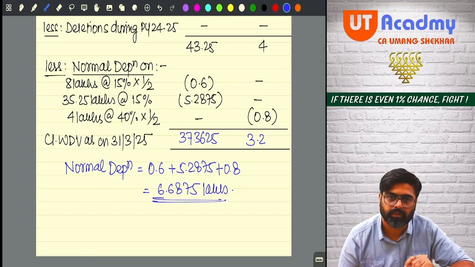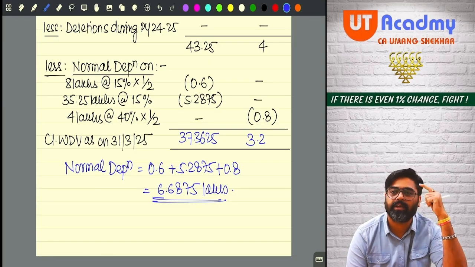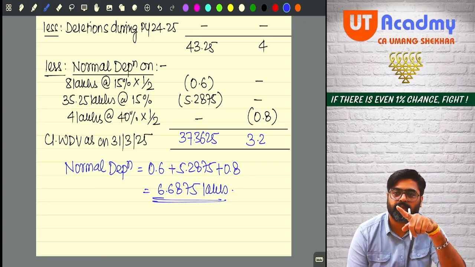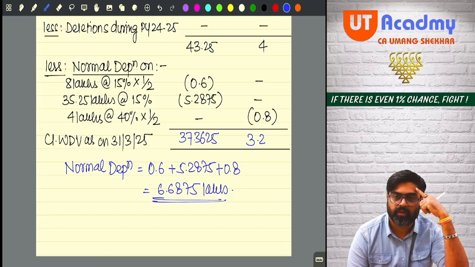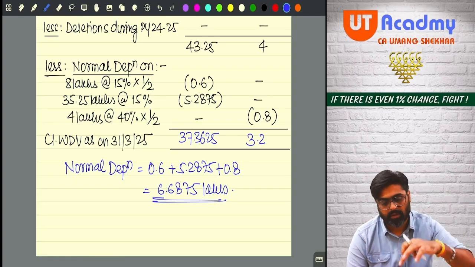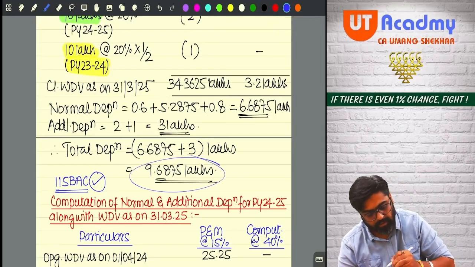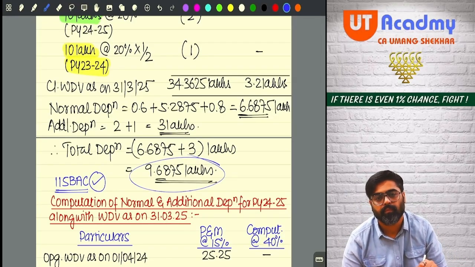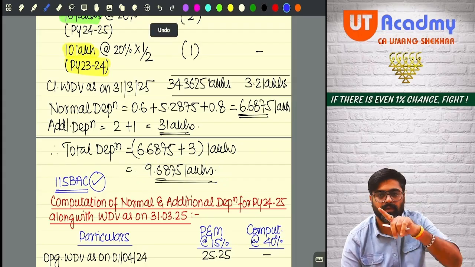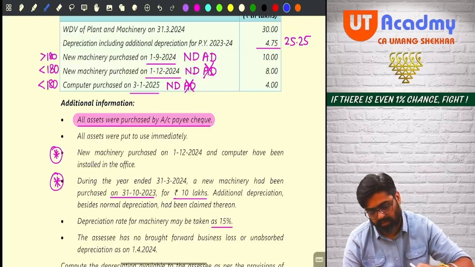Please check the answers. Instead of 6.6875, they would have done 6.69. Instead of 37.3625, they would have done 37.36. Here it would be 9.69, rounded off. We have written the full figures. Got it, everyone? Sure? Very good. Next question.